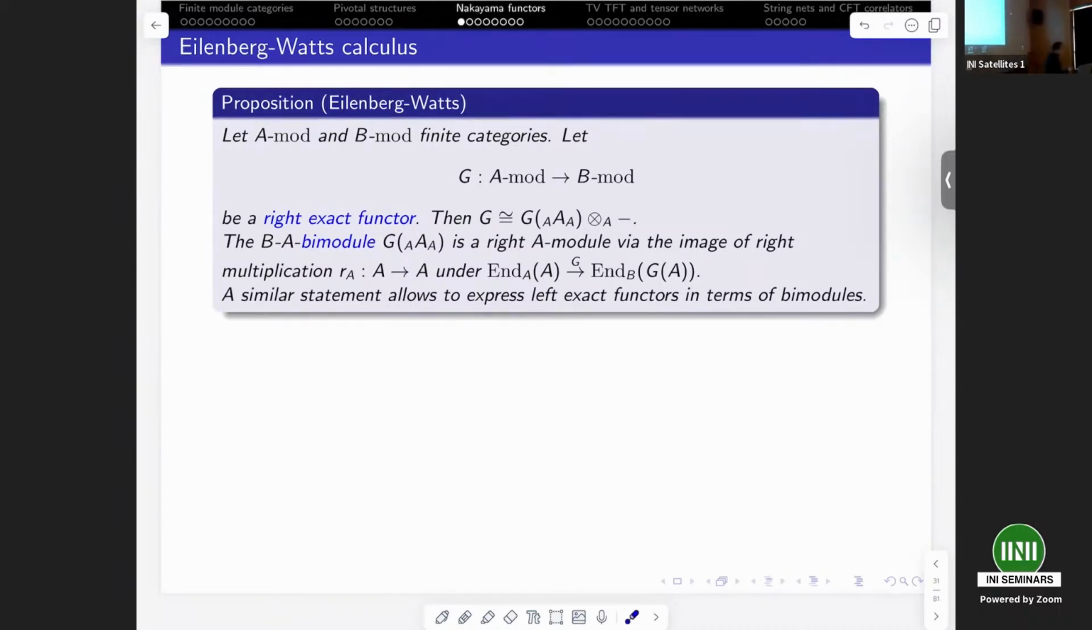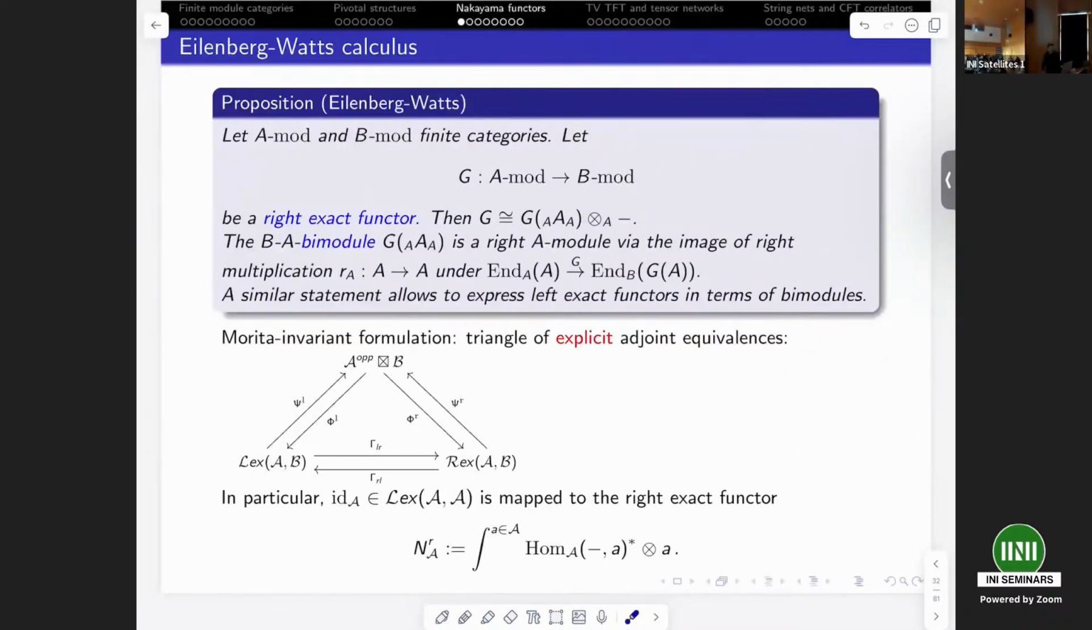I don't want to use algebras, so I want to write down this Eilenberg-Watts type of functors in a basis independent way. Well, I'm not going to write them down very explicitly. I'll do it a bit more explicitly. So you have two finite tensor categories A and B. You consider left exact functors, right exact functors. And here you have your replacement for bimodules. This is the linear product, which is a product that for finite categories, it is again defined by a universal property for right exact functors.